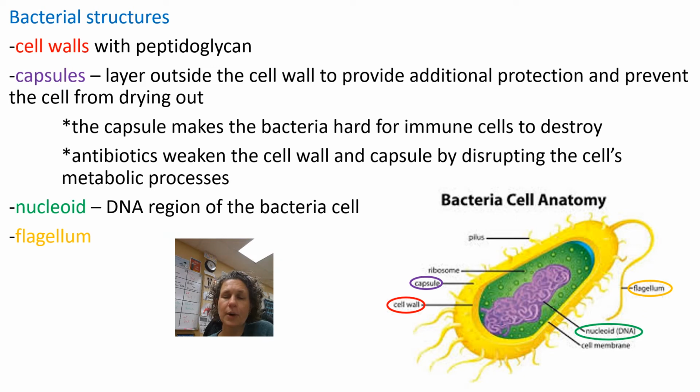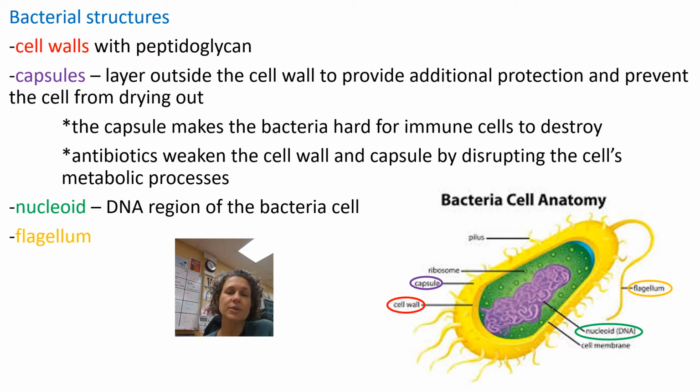Okay, so now bacterial structures. These are pretty similar from way back when we did these in the first semester, but you've got the cell wall. Bacteria have peptidoglycan. Then outside of the cell wall is a structure called a capsule, and this provides just an extra layer of protection. It helps the cell to not dry out.